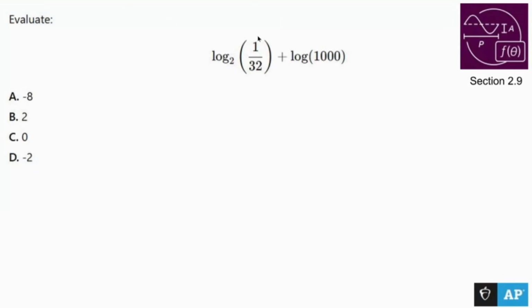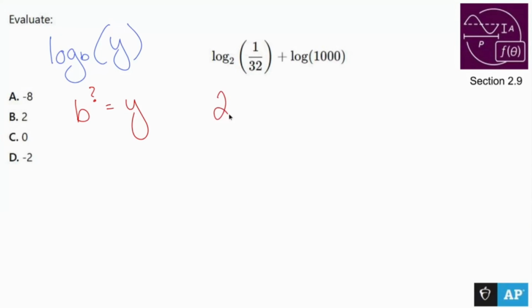Evaluate log base 2 of 1 over 32 plus log base 10 of 1,000. All right, when you have something in this form, log base b of y, and you're being asked to evaluate it, you're basically saying b to the what power is going to equal y. So in this case, you're thinking 2 to the what power is going to equal 1 over 32.